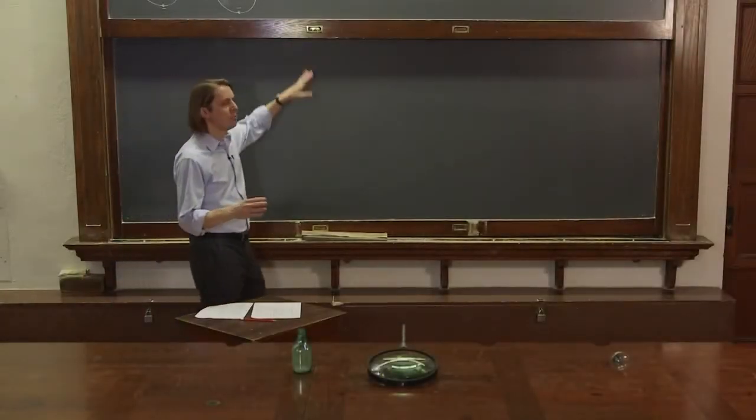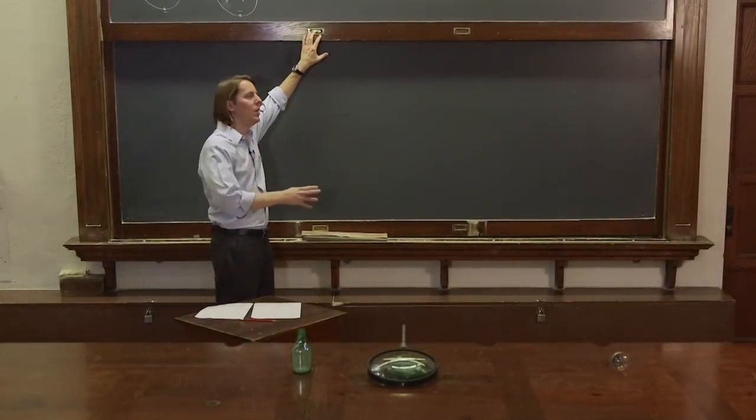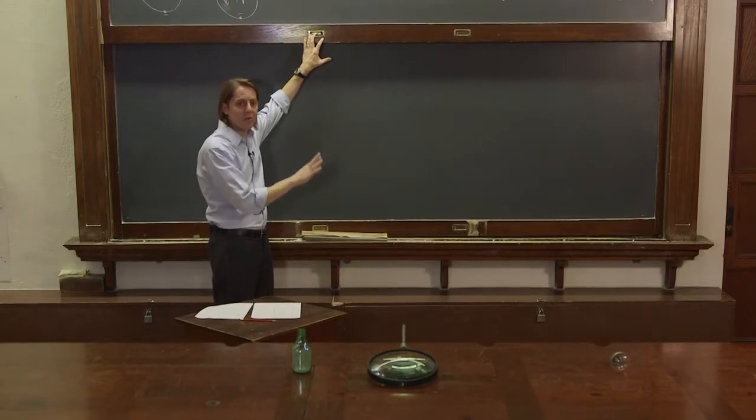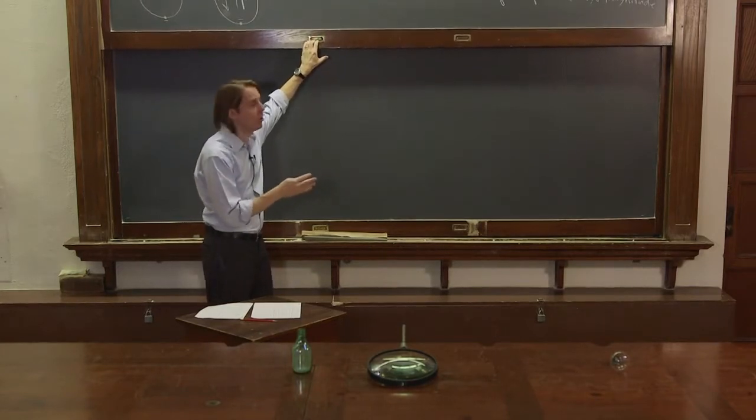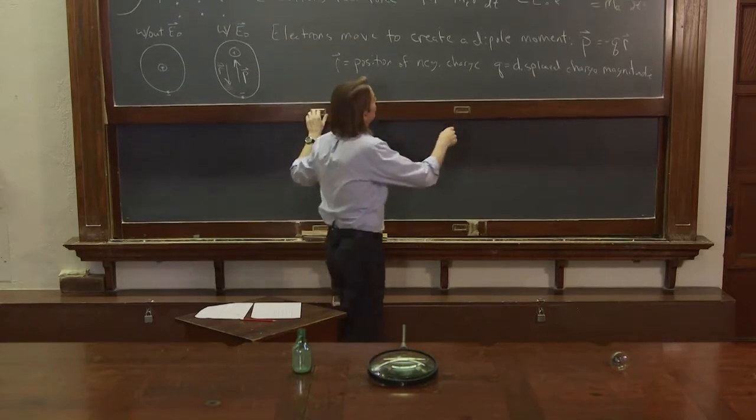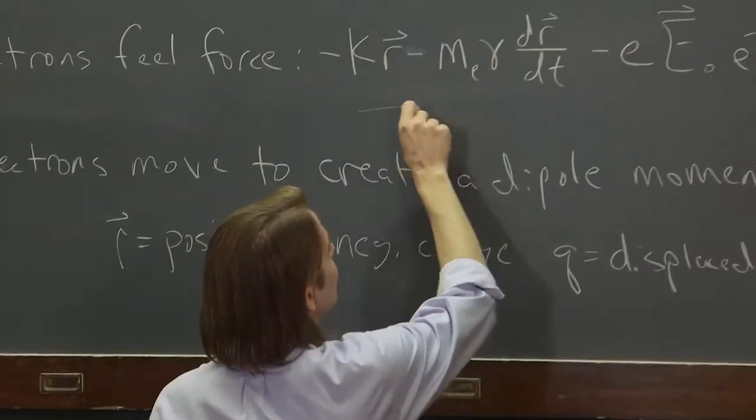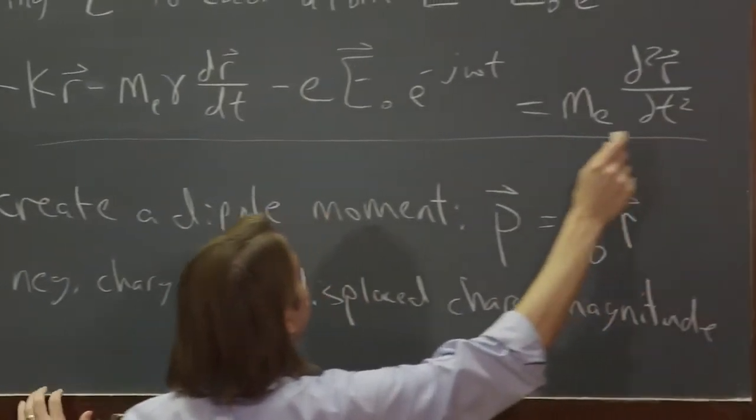We need to know how the dipole moment oscillates, which means we need to know the motion of the electrons, of the negative charge. We need to solve for r. And we actually have an equation of motion here. So this is the equation of motion for those negative charges.